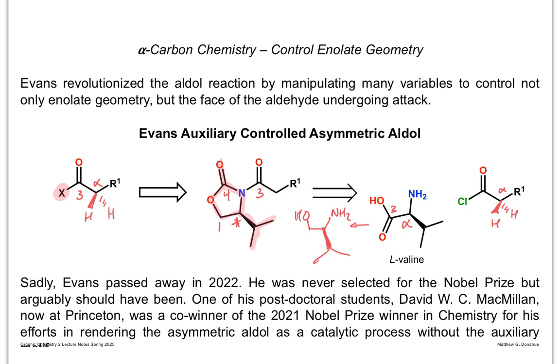So Evans studied this and did a lot of other things. He was not awarded a Nobel Prize for this, but probably should have been. It turns out one of his students, David MacMillan, won the Nobel Prize in 2021, along with another chemist, Benjamin List, for taking a reaction like this and making it catalytic, where you no longer need the auxiliary.